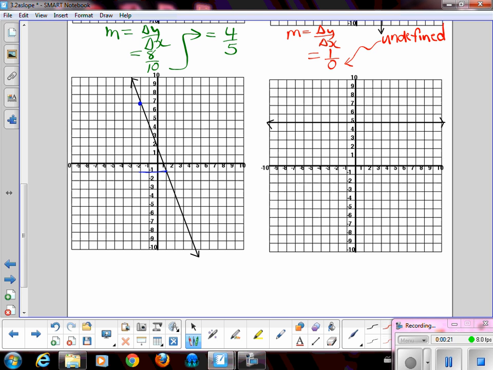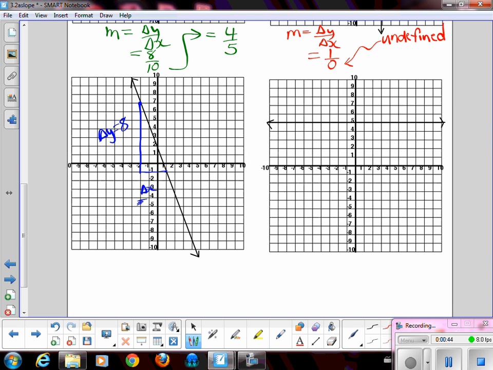Okay, so again, I'm creating my right angle triangle. I'm counting for my delta x and my delta y. And we can see that this one is 1 all the way up to 7, so it is 8. And we can see that our x is moving over 3.